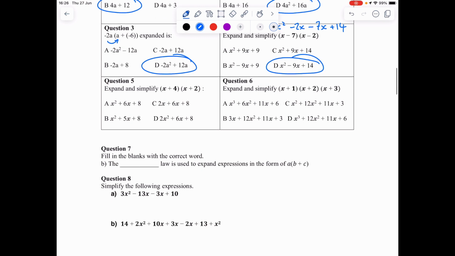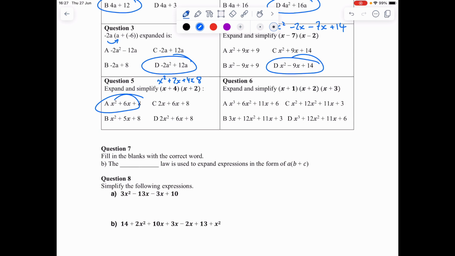So x squared, negative 9x plus 14 should be this one. Expand and simplify. FOIL again. Firsts, x squared. Outers, 2x. Inners, 4x. Lasts, 8. 4 and 2 is 6. So x squared plus 6x plus 8.